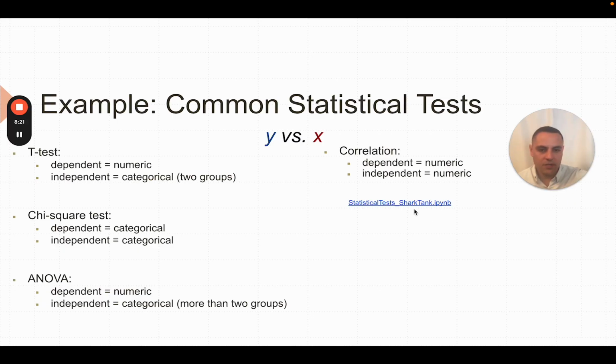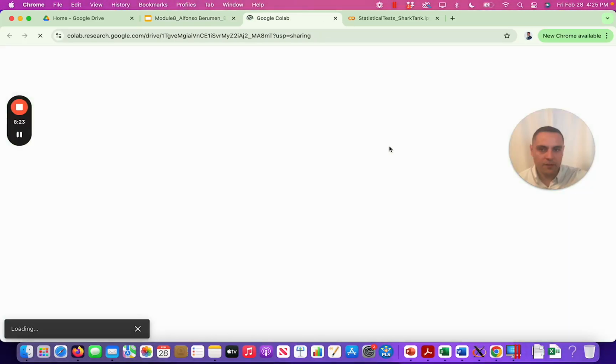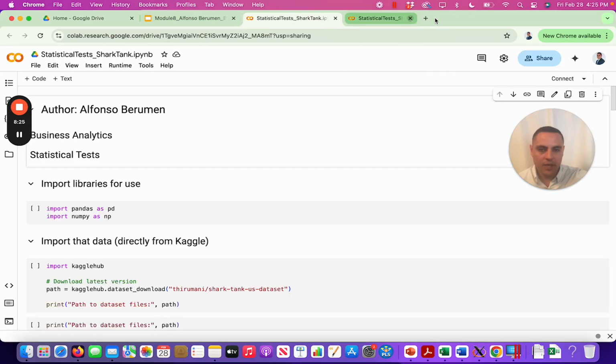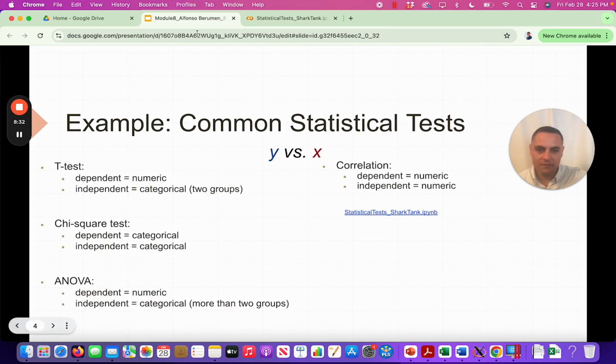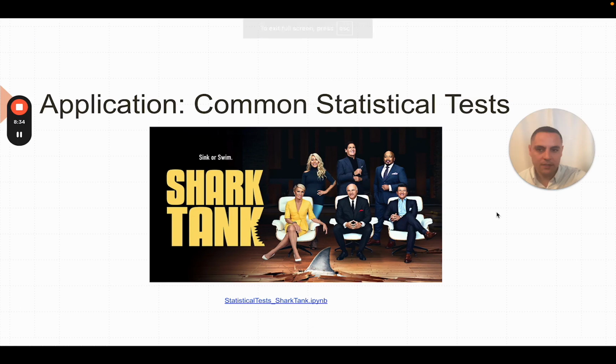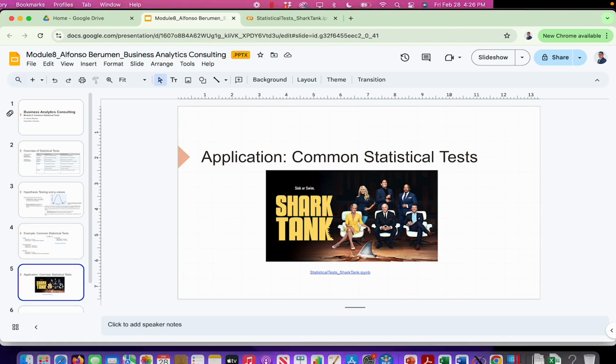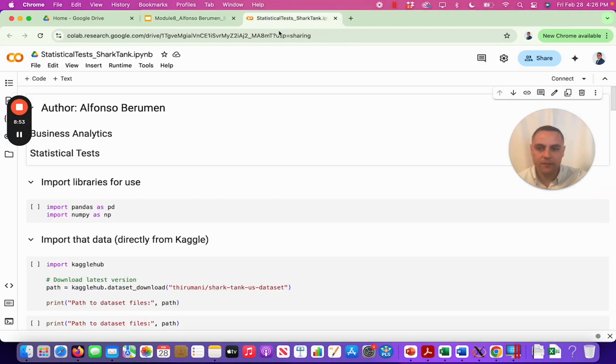And I'll actually show you that we can evaluate or test some of these using our Shark Tank dataset, right? So let's take a look at some application and the visualization and the exploratory work we did earlier. We saw some initial relationships, and now we're actually going to formally test those.